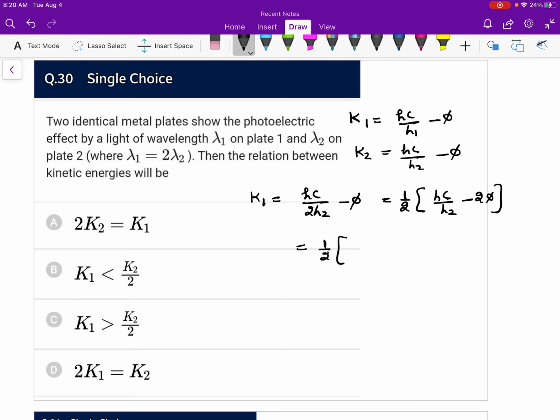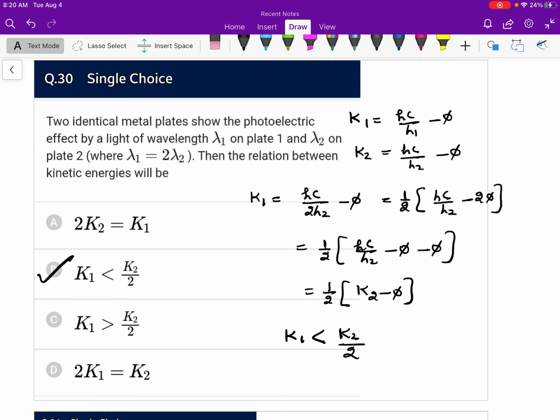Now half, hc by lambda 2 minus phi minus phi. Now hc by lambda 2 minus phi you can write as K2. So this is K2 minus phi. Okay, so K1 is less than K2 by 2, or K2 is greater than 2K1. So B is the correct option.